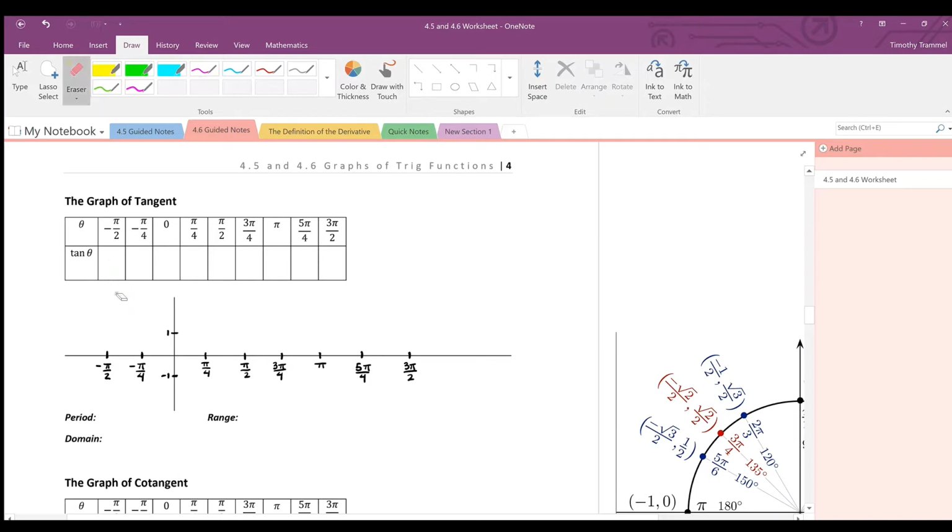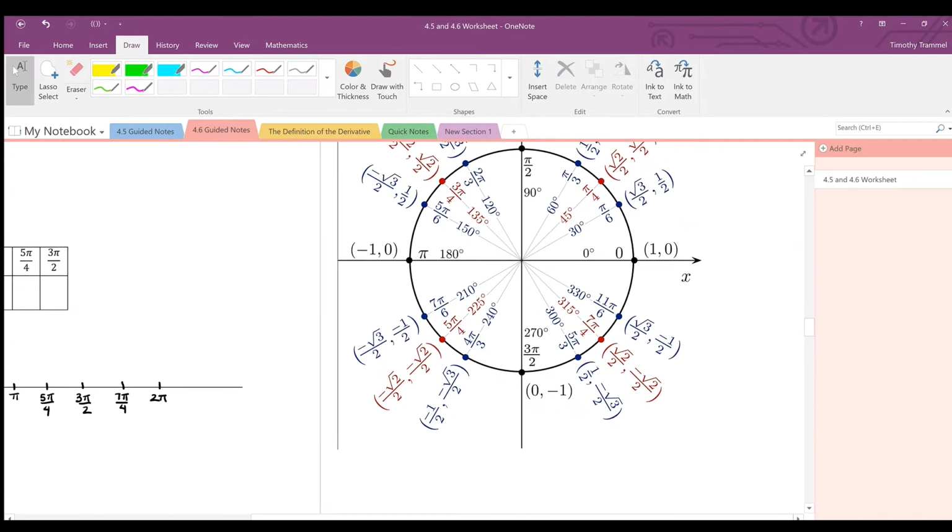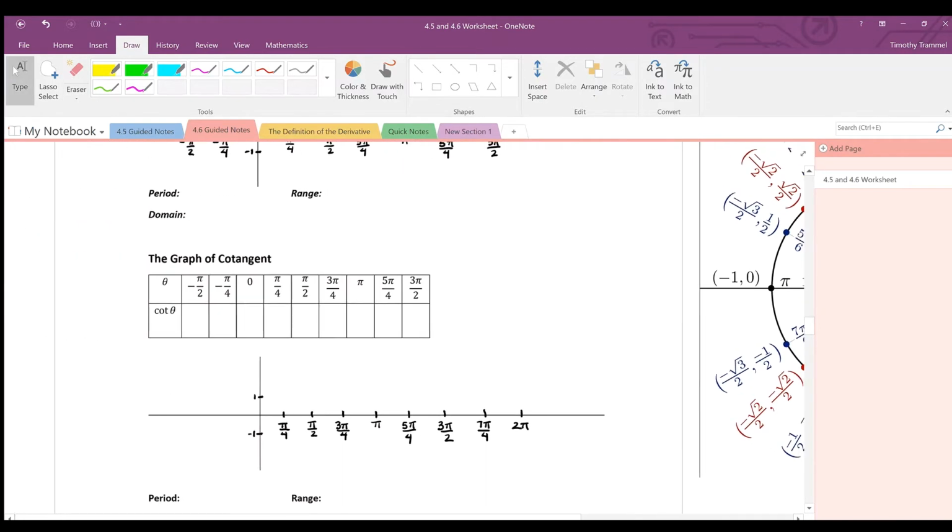minus pi over 2. And right, tangent of theta is supposed to be the y over the x. And I actually have our unit circle over here. So if we were to go to minus pi over 2, that would be rotating from here to here. So we're looking at this point right here. And if we do y over x, you can see that we're going to have minus 1 over 0. That's undefined. So actually, the first point that I chose is undefined.